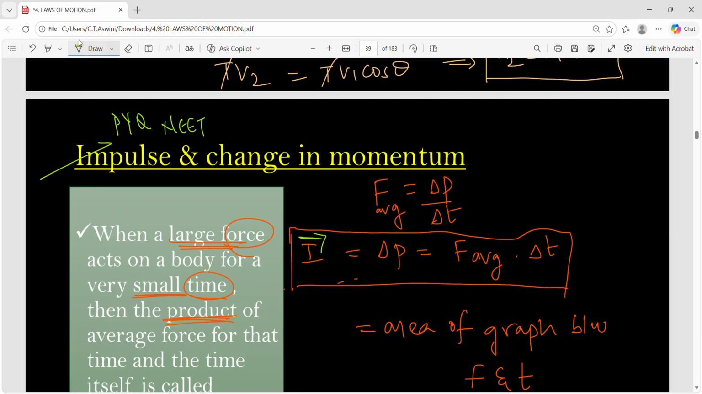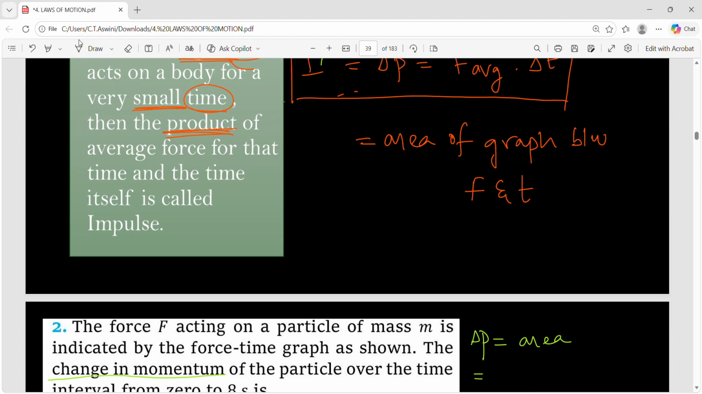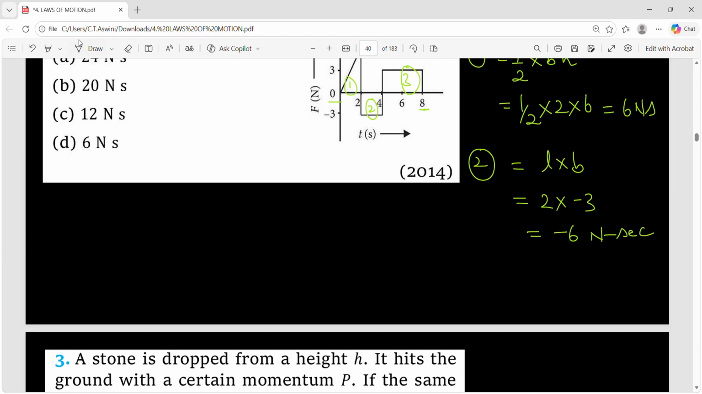See, impulse is a vector quantity. Let me write it here. Impulse is a vector quantity. So for vectors, we consider the sign. If it is plus, plus only. Minus means minus only.